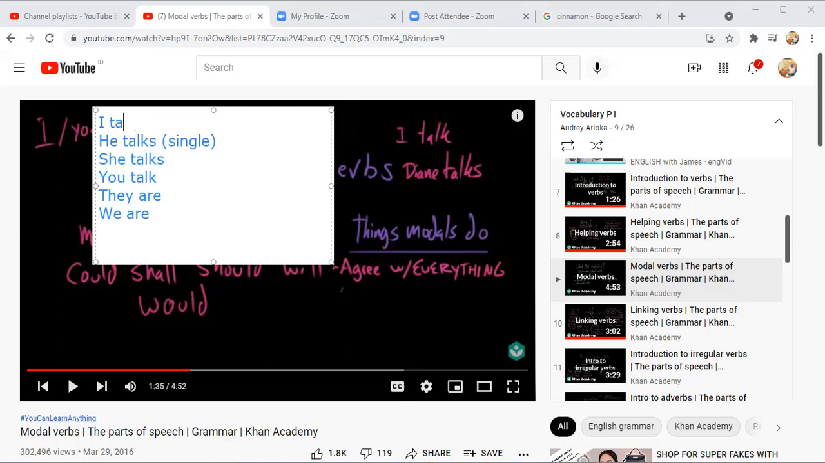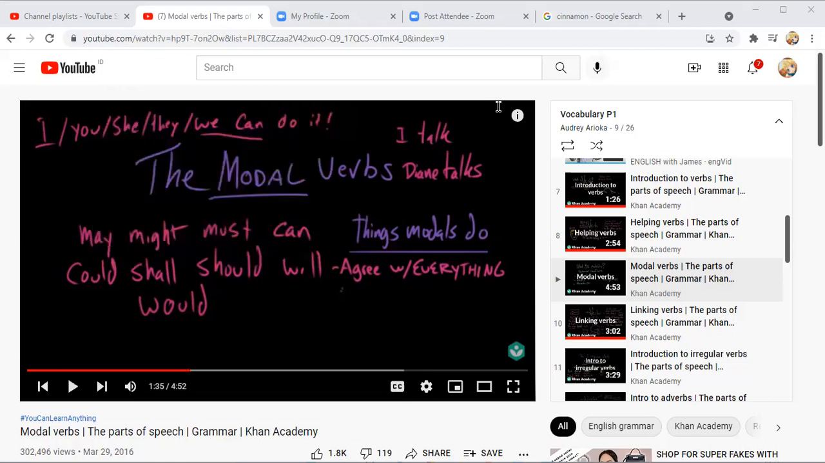But if you change everything to modal, yeah, you can say I can, he can, they can, we can. There's no difference. You don't have to think about whether it needs to use s or not at the end. Okay. Okay, Claire, trying.